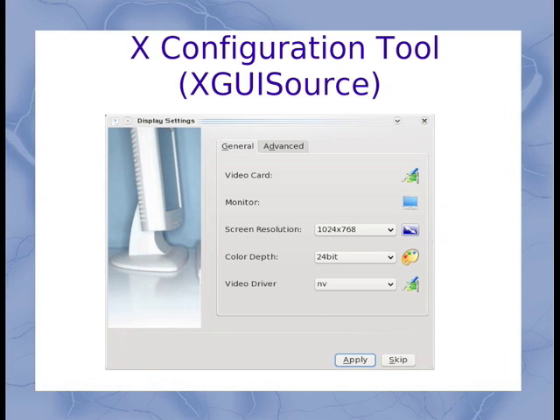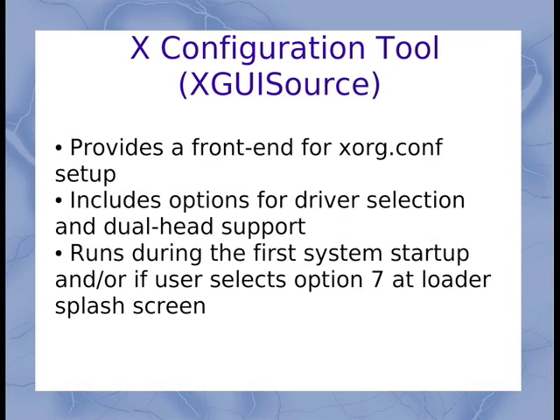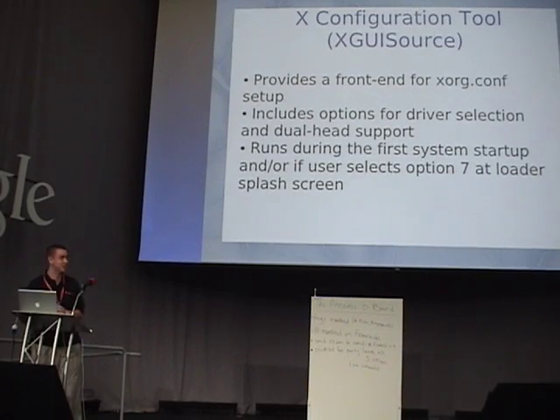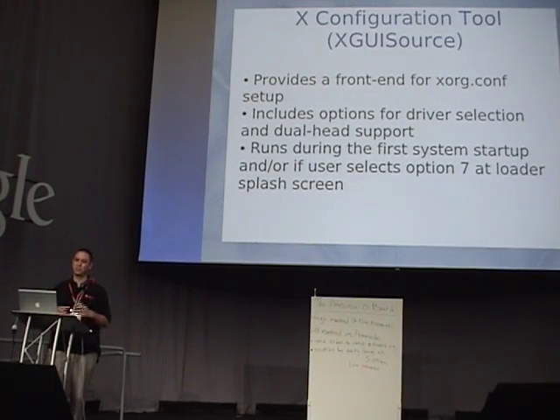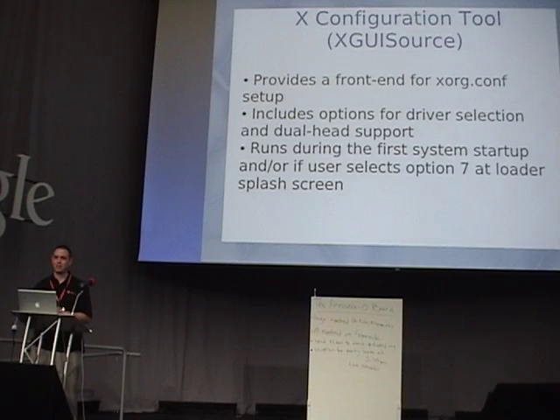The next tool we've written is one you see immediately after rebooting, and this is our X configuration tool. This is basically a front end for xorg.conf. It includes options for setting up drivers, dual head support, and includes pretty much all the drivers out of the box, including NVIDIA binary drivers, so you can get a working 3D compositing enabled desktop within a few seconds using this. It runs the very first time you start the system after installation, or you can rerun it anytime by selecting option 7 during the loader boot splash screen, and that comes in useful if you're going to switch video cards, and like me, you like to tinker and yank out different ones and try new ones.